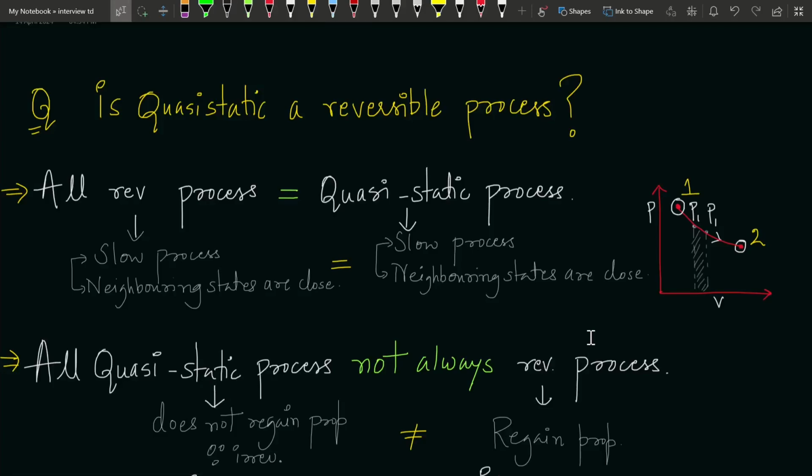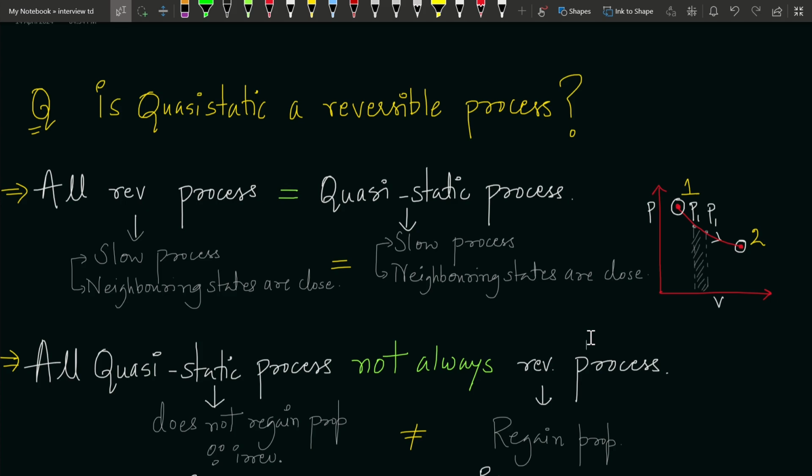Here is an important question. Is quasi-static a reversible process? This question can also be asked the other way: is a reversible process a quasi-static process? So let's first understand what is quasi-static.